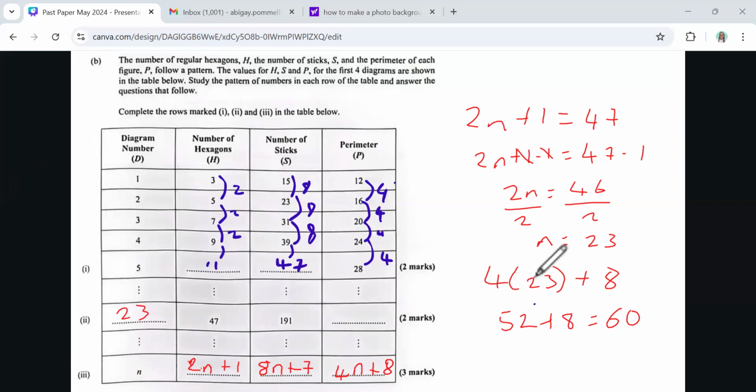Hold on. Something's not right here, so it's not 52. 92, yes. And this would not be 60, it would be 100. The answer is 100. All right, going next.